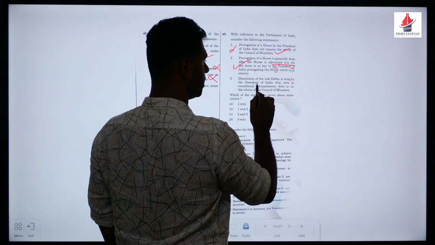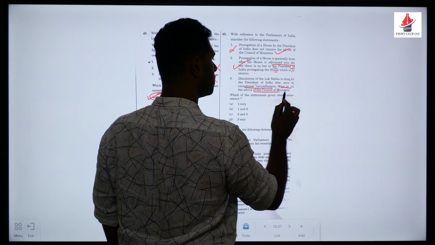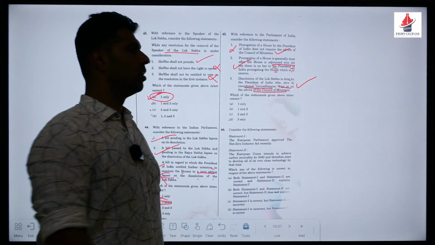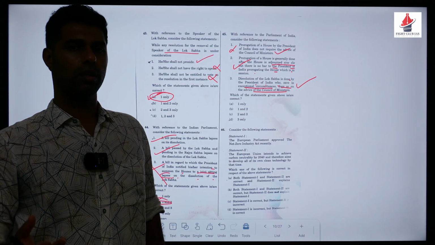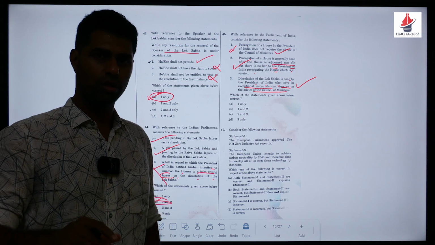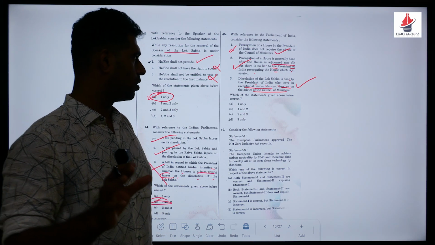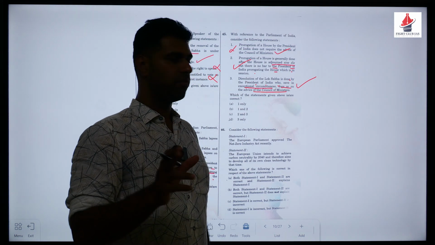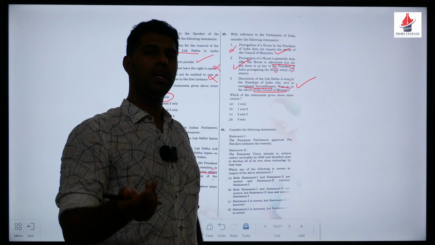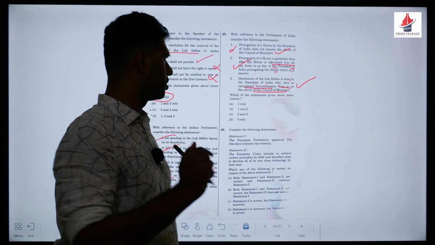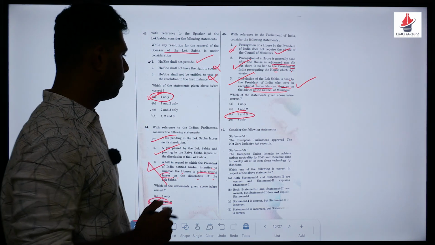Dissolution of the Lok Sabha is done by the President of India, who, save in exceptional circumstances, does so on the advice of the Council of Ministers. Yes. These exceptional circumstances are when there is a hung parliament, when there is no clear majority, then the president can think about whether he should dissolve or try to help another party form the government. This is possible. But again, be very clear, only in exceptional circumstances; on a regular basis, he does dissolve based on the advice of the Council of Ministers. So this is correct. 2 and 3 are correct, right?